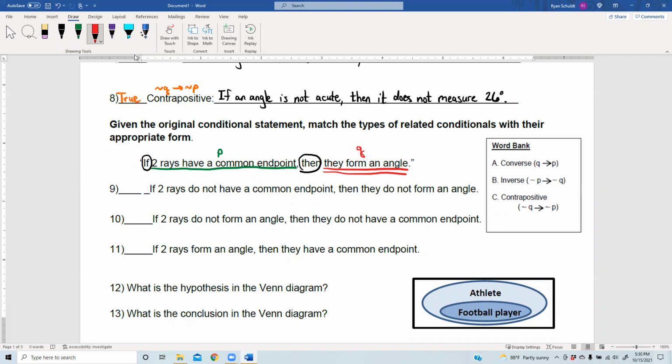Okay, so then let's see. I want to read these and figure out what's going on. If two rays do not have a common endpoint, what is that? That's not P. Then they do not form an angle. That's not Q. So which one has if not P, then not Q? You forgot, it's listed over here. If not P, then not Q. That's going to be your inverse. So this one is B.